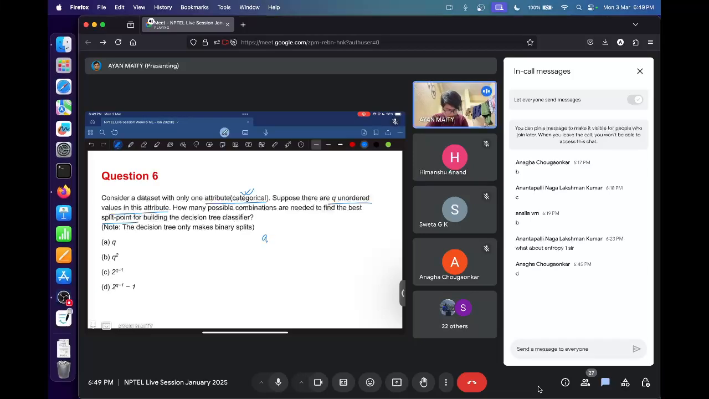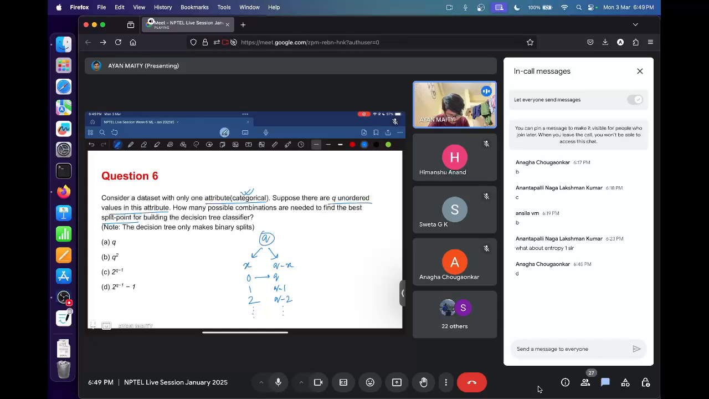So in this question, basically you have q elements in your set, q unordered values that the attribute can take, and you have to make binary splits. How can you divide the q elements into two sets? In one set it might contain x number of elements, and the other set would contain, in that case, q minus x elements. So how many ways can you split it like this? You can have 0 elements here, q elements there, 1 element here, q minus 1 elements there, 2 elements here, q minus 2 elements in the other set. This way you can split the whole set of q elements.